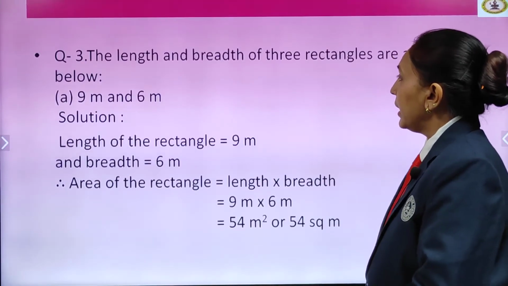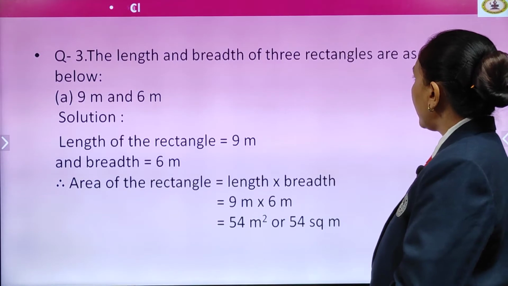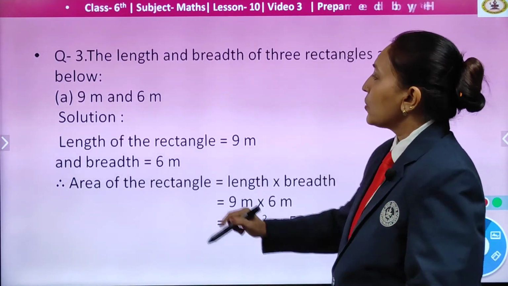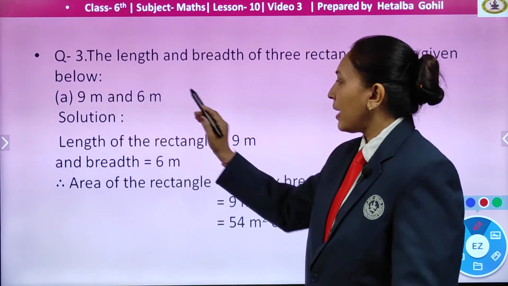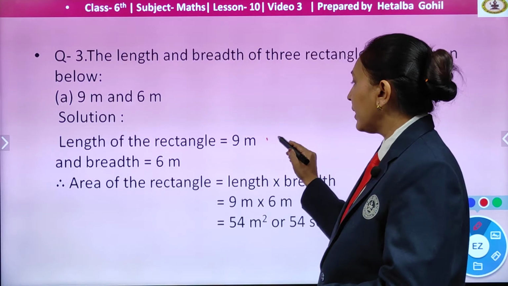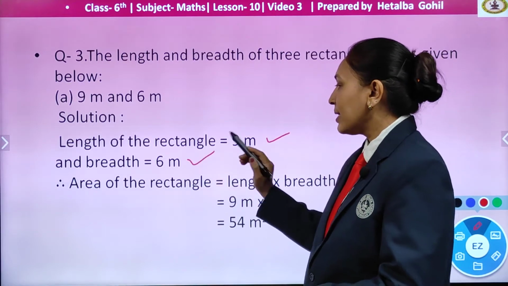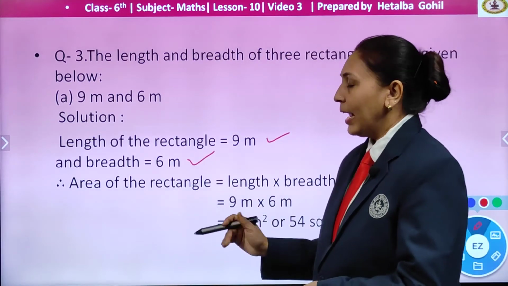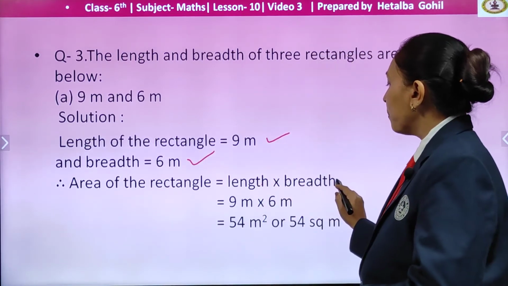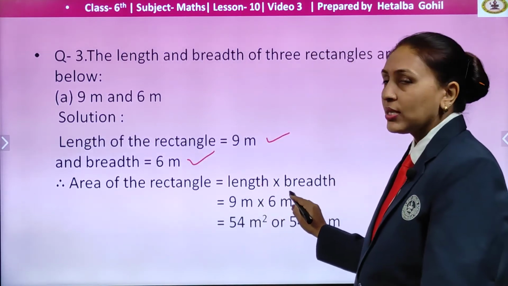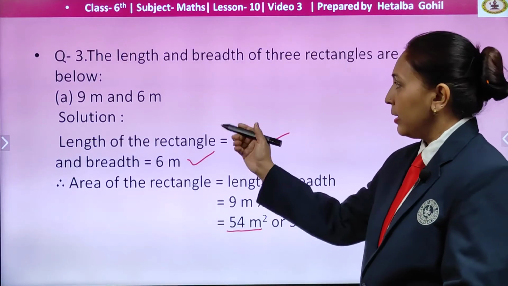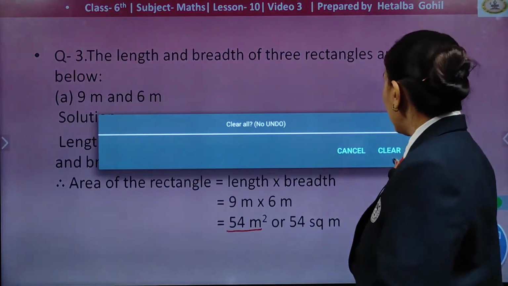Question number 3. The length and breadth of 3 rectangles are as given below. So the first one is 9 meter and 6 meter. So the length and breadth are given, length as 9 meter, breadth as 6 meter. To find the area of a rectangle, the formula we use, children, is length into breadth. That is 9 meter into 6 meter, we get 54 meter square as the area of this given rectangle.